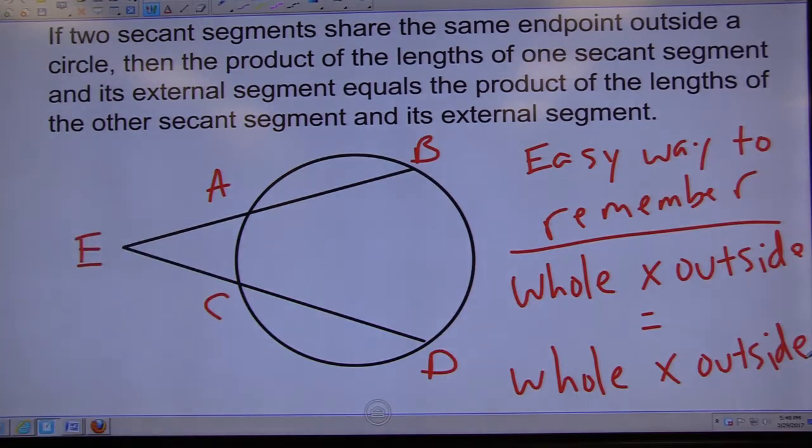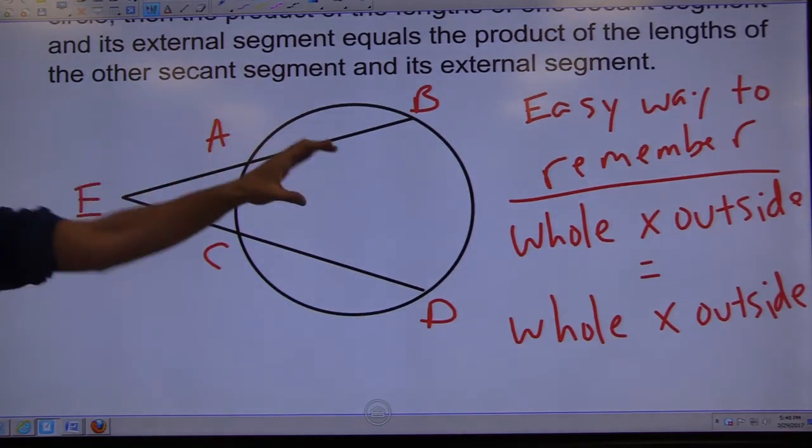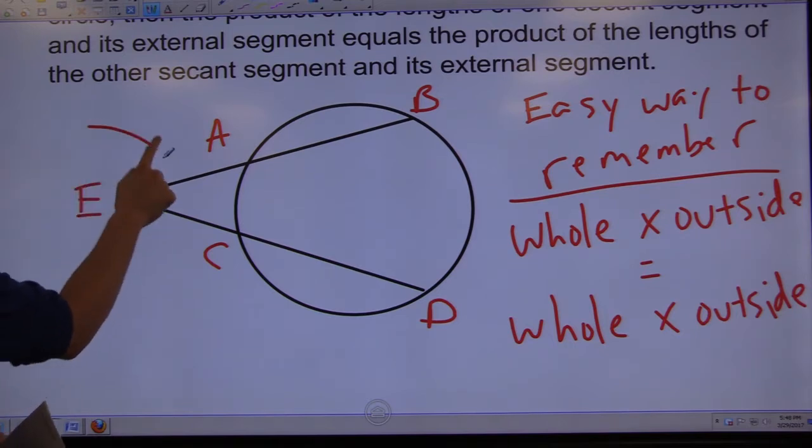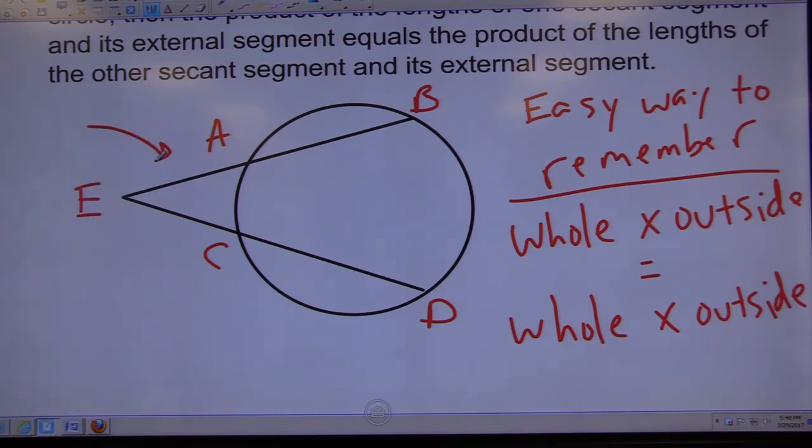Okay? So another way of saying that, in this example, we have some things labeled. What I want to ask you guys is, what is the whole segment, let's say, of this secant segment? What would the whole thing be called? All right, so pause the video now and somebody answer in the third row. What would the whole segment be called?